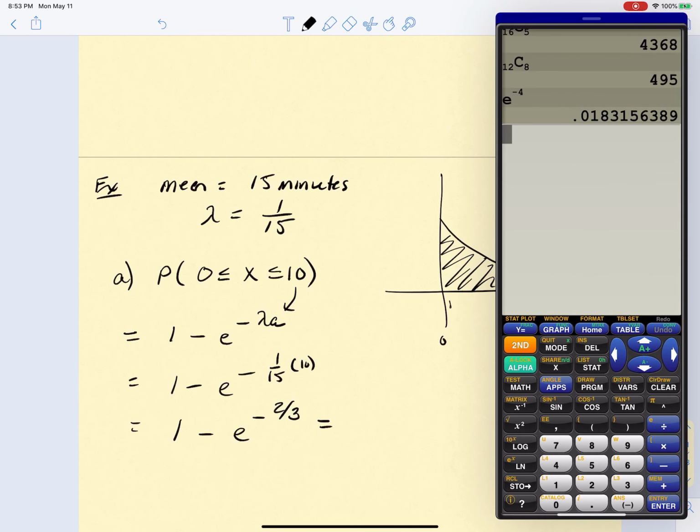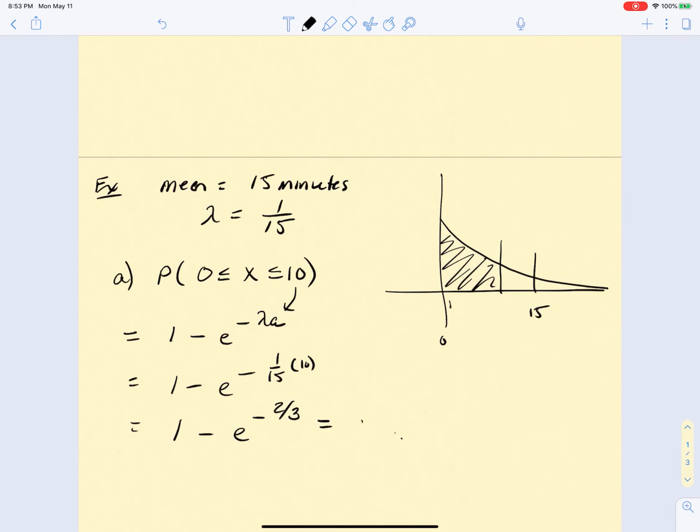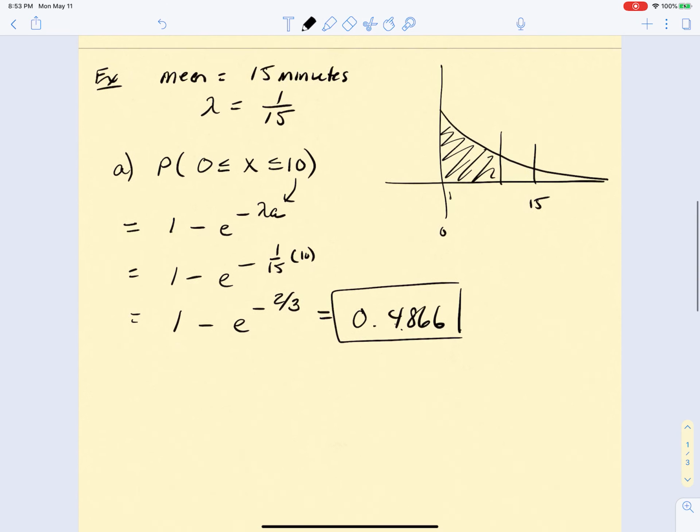And let's just pull out our calculator here and see what that is. So 1 minus e to the negative 2 over 3. And we get just about 0.5. It's 0.4866. Okay, so the chance of something taking within 10 minutes is almost half.